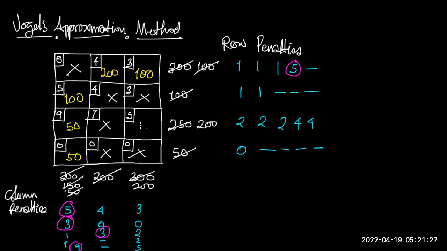Do we need to do rounds of penalties again? No, because we just have only one cell to allocate, and that cell must match. So you have 200, 200. Just allocate the 200 and cancel them out. And that's all.